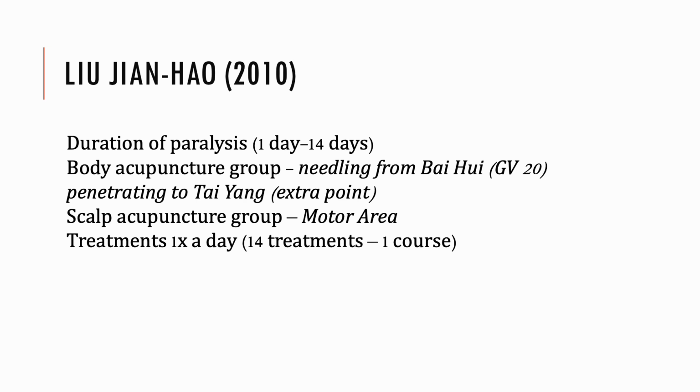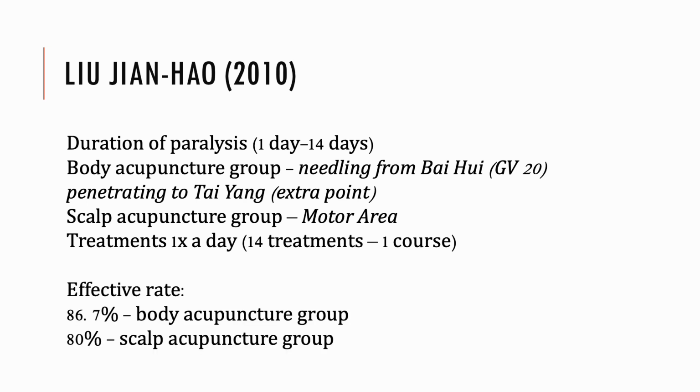The neurological deficit scores, or the NDS, and the therapeutic effects were compared before and after treatment, and the contents of plasma endothelins, or ET, and calcitonin gene-related peptide, CGRP, were tested on the 2nd and 14th days respectively after initial treatment. The results showed that the effective rate was 86.7%, 26 out of 30, in the body acupuncture group, and 80%, 24 out of 30, in the scalp acupuncture group. The NDS of both groups were statistically decreased, P less than 0.01. The ET level was also decreased, and the CGRP level was effectively increased in both groups.